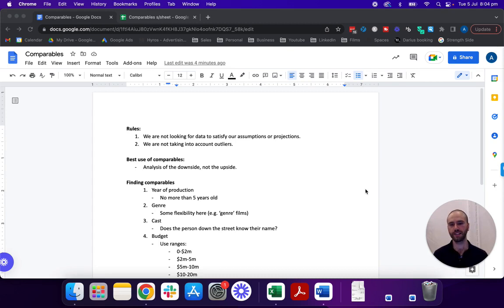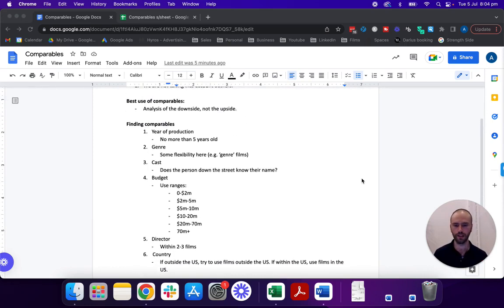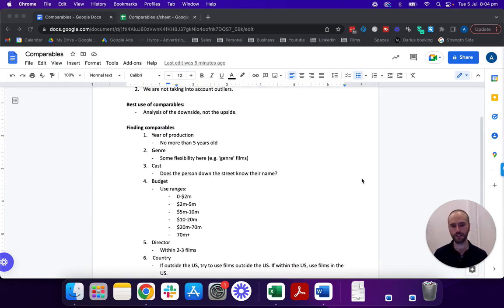So there are basically 6 factors that I always look at when I'm trying to find comparables for a new film, and I'll take you through those now. Those are the year of production, the genre of the film, the cast, the budget, and you can see these on my screen, the director's level of experience, and the country of production. They're really the 6 that I want to use as a way to determine whether a film is actually comparable.